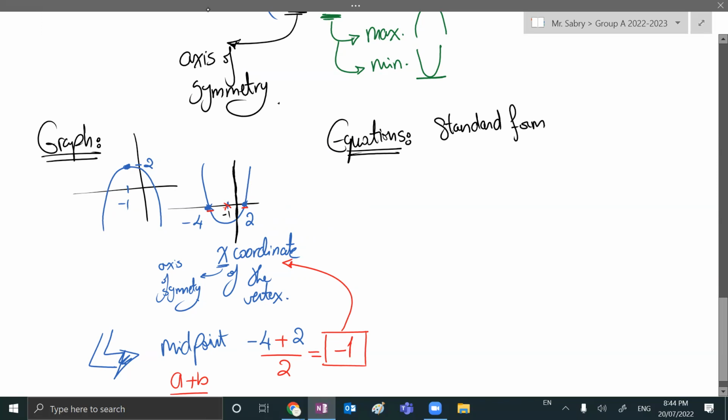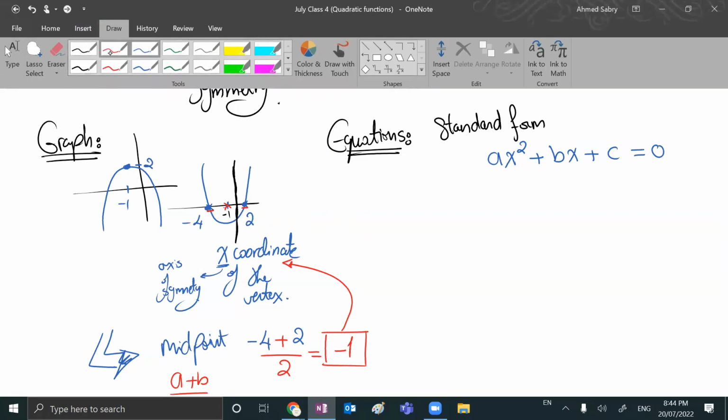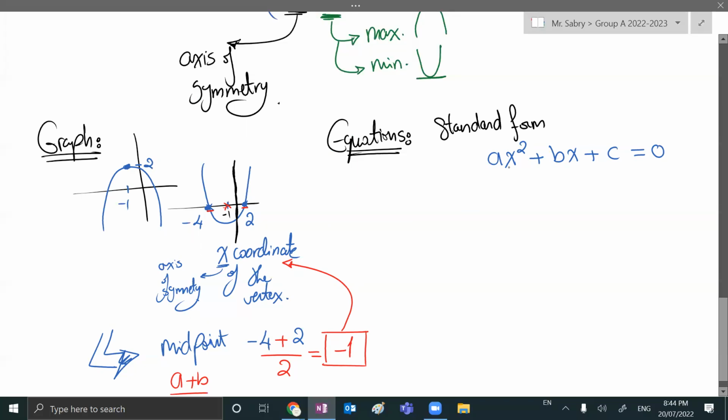Okay? And the standard form is the form that has x to the power of 2 and x to the power of 1 and a number without an x. So it's written in this form, ax squared plus bx plus c equals 0. This is the standard form. Again, its characteristics are that it includes x power 2 and x power 1 and a number without an x.